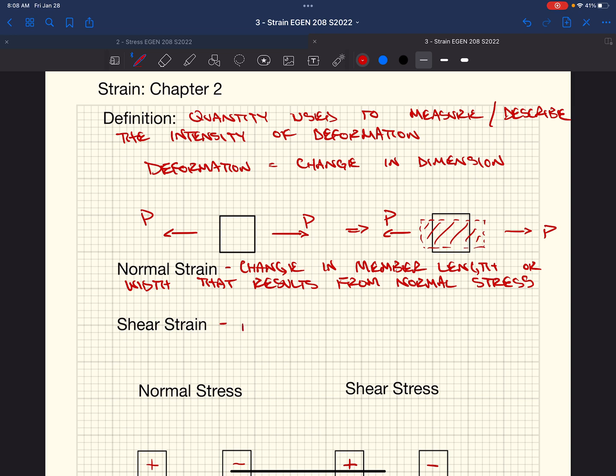Shear strain is an angular distortion property. And it results, as you can imagine, from shear stress.